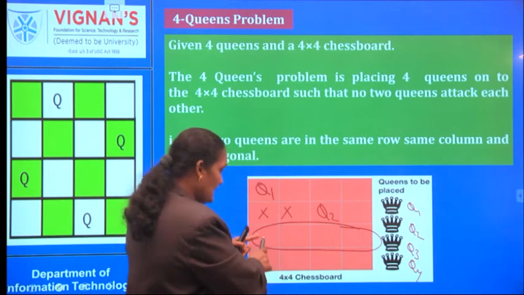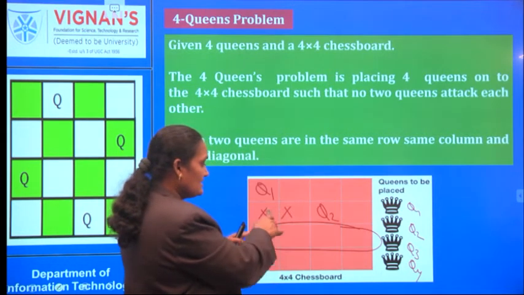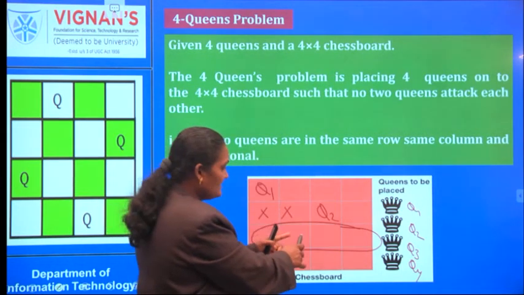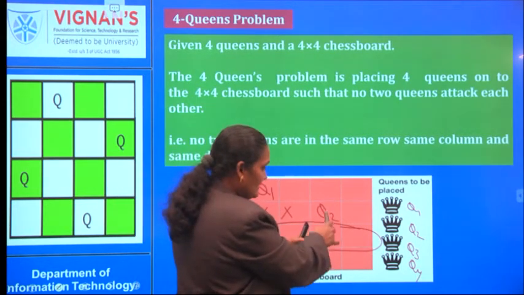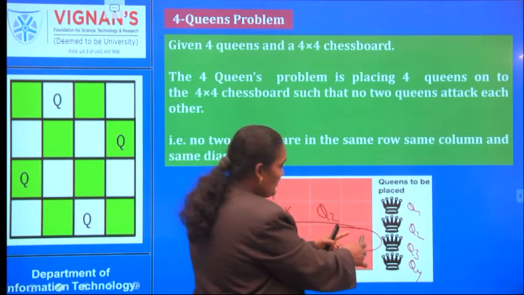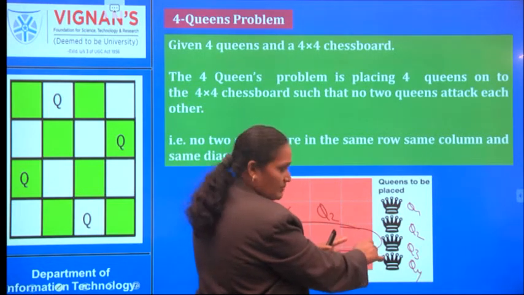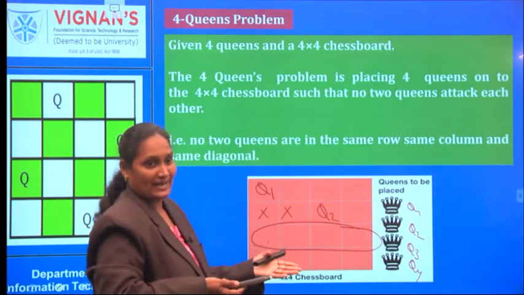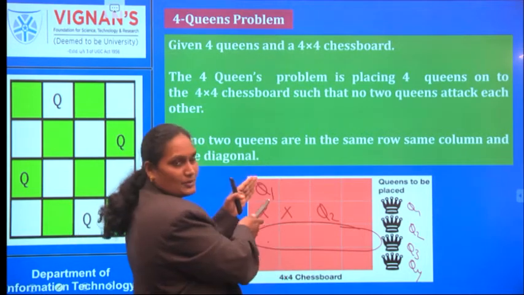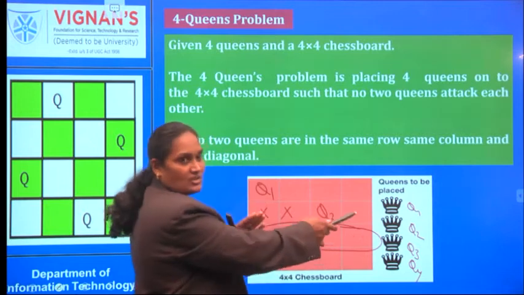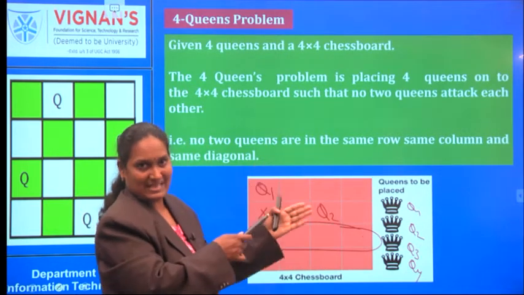Since if we place queen 3 here, these are in the same column. If we place queen 3 here, these are in the same diagonal. If we place queen 3 here, these are in the same column. If we place queen 3 here, these are in the same diagonal. So, we are unable to find the position for queen 3. That's why we backtrack the process. We rearrange the position of the already placed queens.